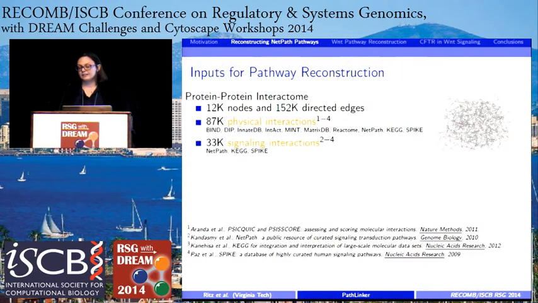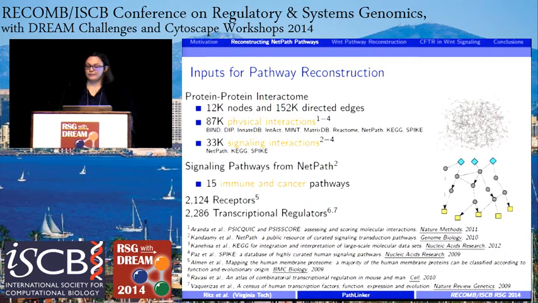So we constructed a protein-protein interactome from a variety of different data sources. And these directed edges include both bidirected physical interactions as well as directed signaling interactions. Now for our signaling pathways, we take 15 immune and cancer-related pathways from NetPath. And these are going to be the 15 pathways we're going to evaluate on. We establish our sets of receptors and transcriptional regulators for every single one of these pathways from previous studies.